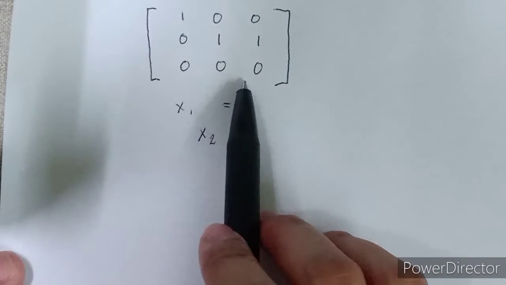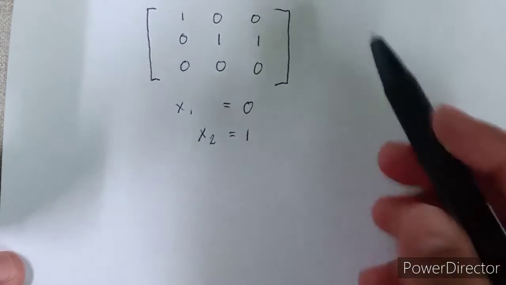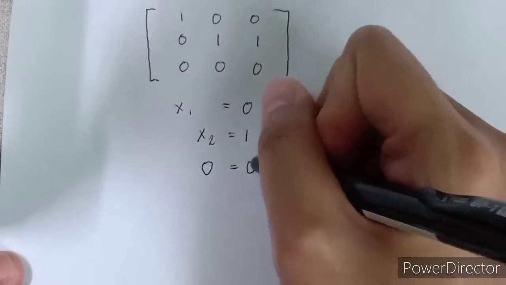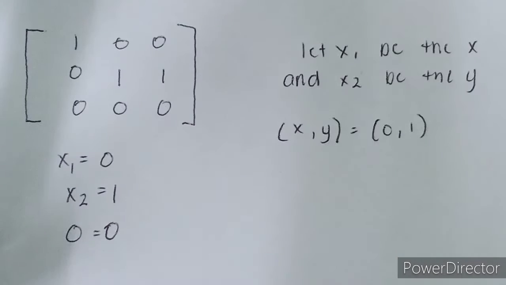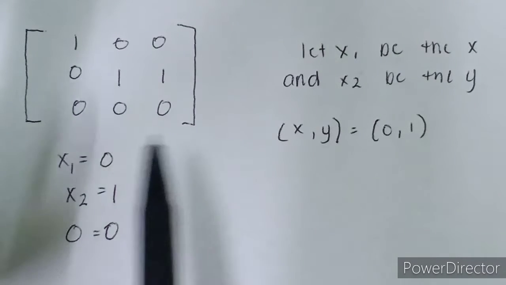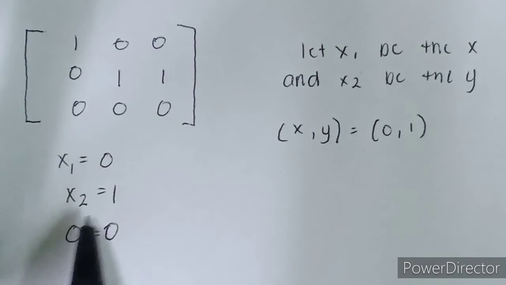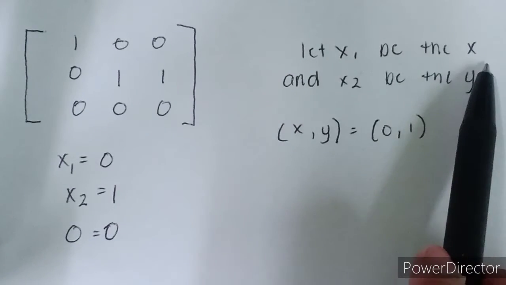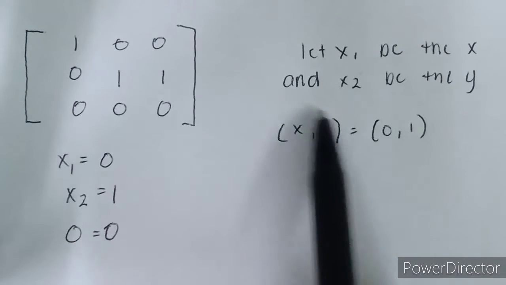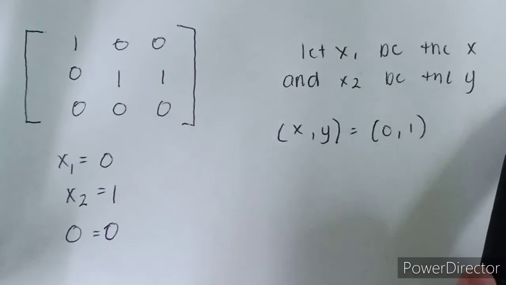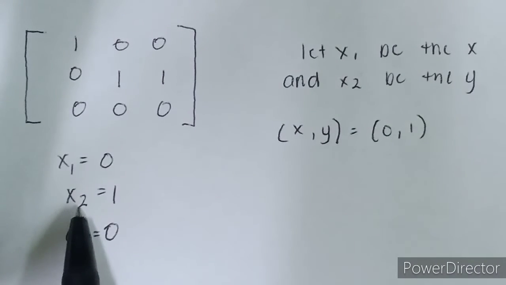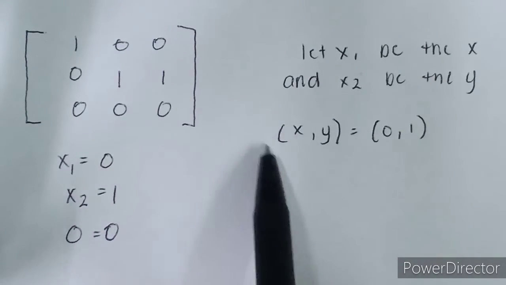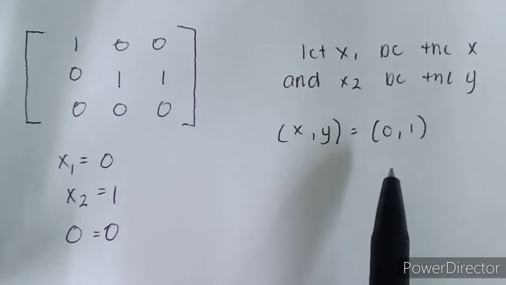And the third equation is all 0. So we can conclude that 0 is equal to 0. Now we have the values of x sub 1 is equal to 0 and x sub 2 is equal to 1. We're going to let x sub 1 be the x, which is this one, and let x sub 2 be the y, which is this one. So we can now have our point of intersection for our lines.